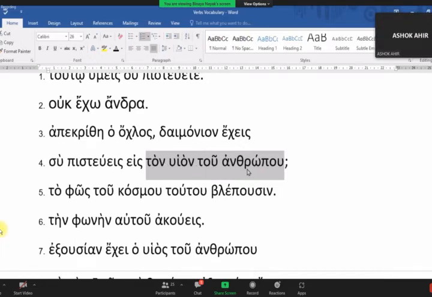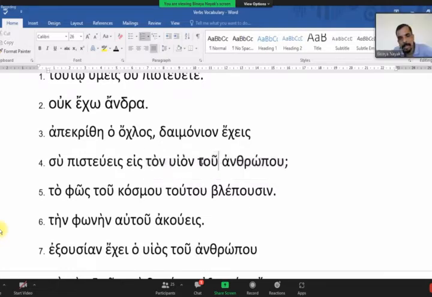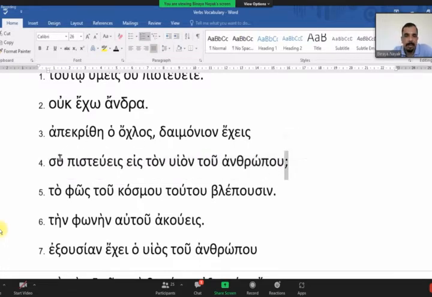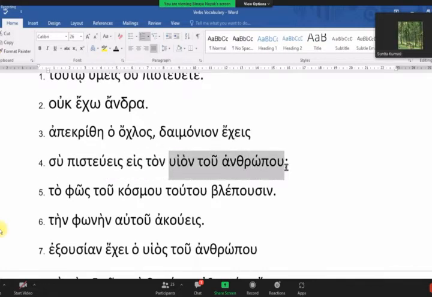The son of man. We'll pronounce it here as "of man" together, and the son. The son of man. So the whole together, if we want to translate it as a question, how would it read? Do you believe in the son of man?